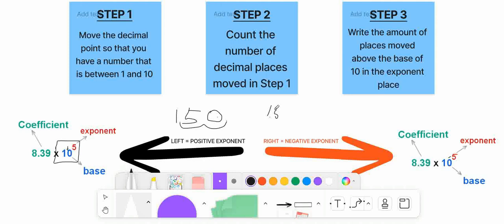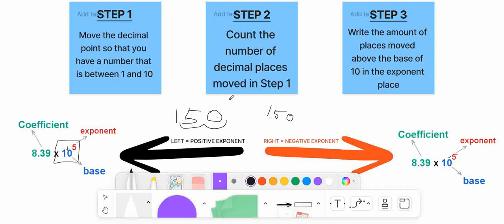Now it's 1.50 over here. In that case, our coefficient is between 1 and 10, and the 150 has been converted to a proper place in step 1. However, now we need to count the number of decimal places moved in step 1. So each bump represents a movement of 1. So there's one bump, which means we moved once, and there's another bump, which means we moved twice. So that's 2 movements in total.